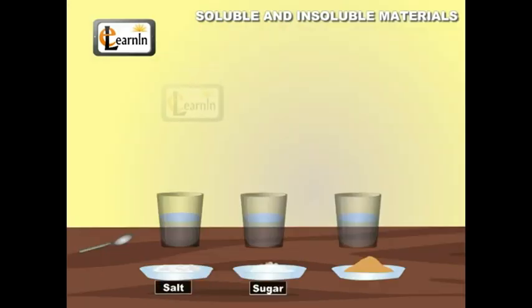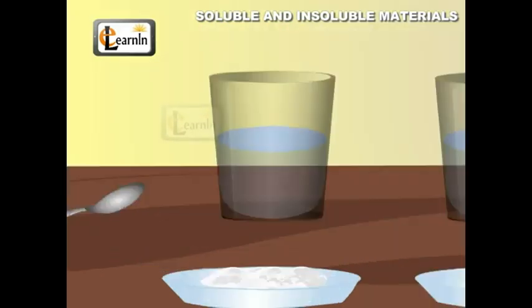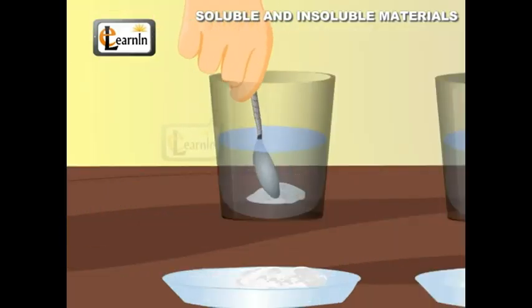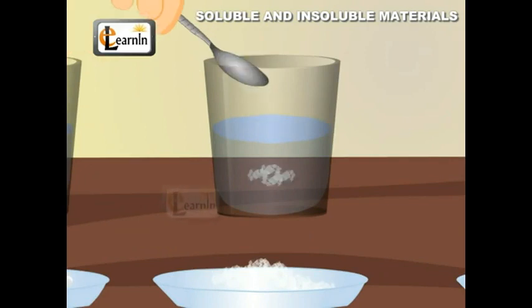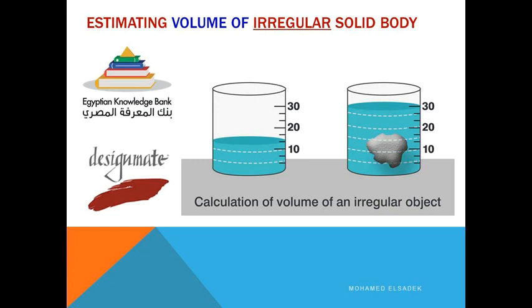يبقى الشرط هنا in this method the irregular solid body must be insoluble. Must be insoluble يعني يجب ان يكون غير ذائب ما بيدوبش في المية. Must be insoluble in water such as stone or a marble. We use a graduated cylinder to estimate the volume of an irregular solid body. احنا بنستخدم المخبر المدرج to estimate لحساب the volume of an irregular solid body.